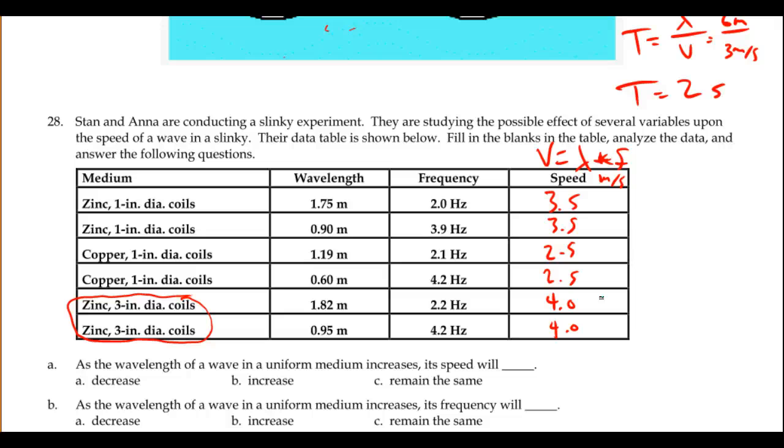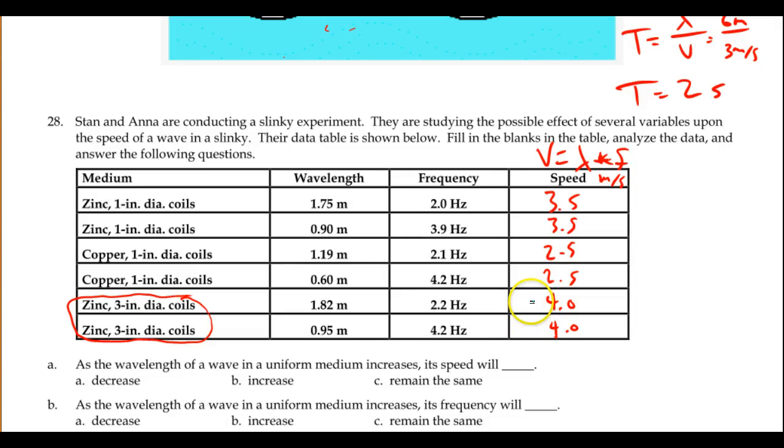So wave speed is mostly dependent, especially for mechanical waves, which is what we're talking about, upon the material that you're trying to move the wave through. It's not dependent on the various wavelength and frequency. If you increase the wavelength, what's going to happen is the frequency is going to have to decrease to get you back to that set speed.